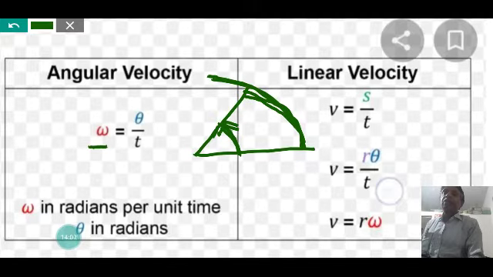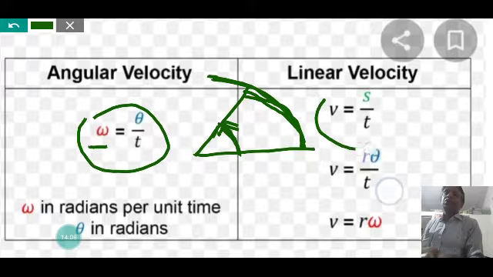Now theta, the angle subtended per unit time, is theta by t, and that is the angular velocity. And linear velocity v is equal to s by t, and the relationship between them will be discussed here. Look here.